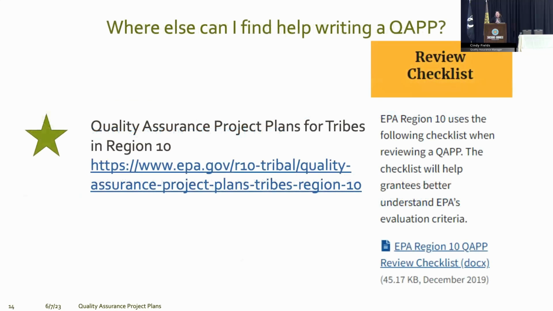So where else can you find help writing a QAPP? Region 10 does have a website dedicated to our tribal partners in Region 10. And it does provide some templates and some examples that you can use for your project. And it also has a link to the review checklist, which is what the QA team is going to be using to review the Quality Assurance Project Plan. And so you know exactly what folks are looking for as you're writing the document.